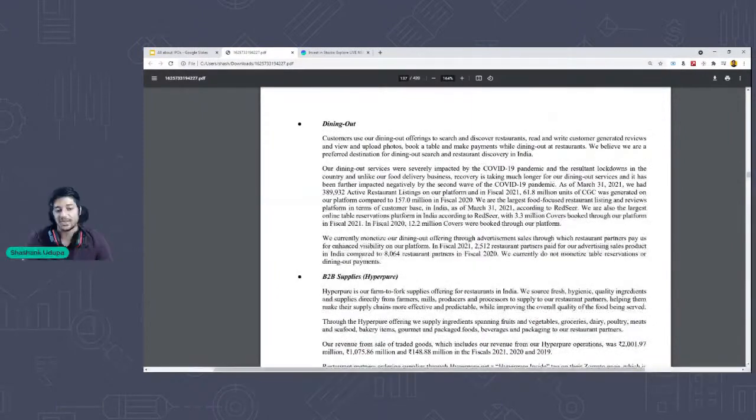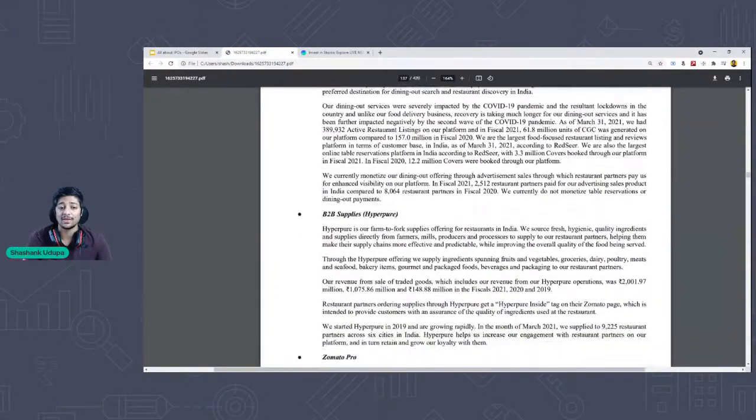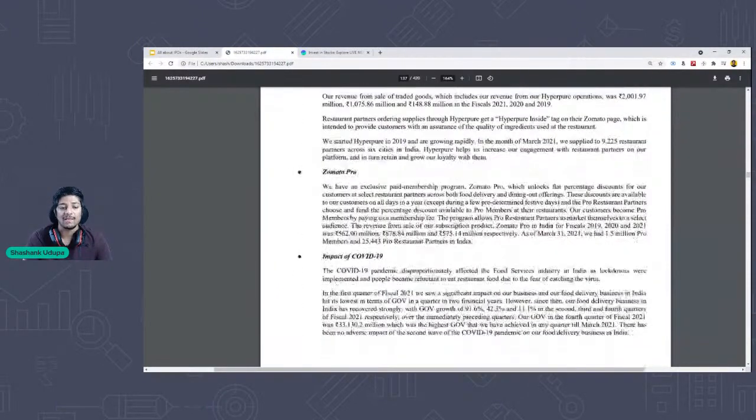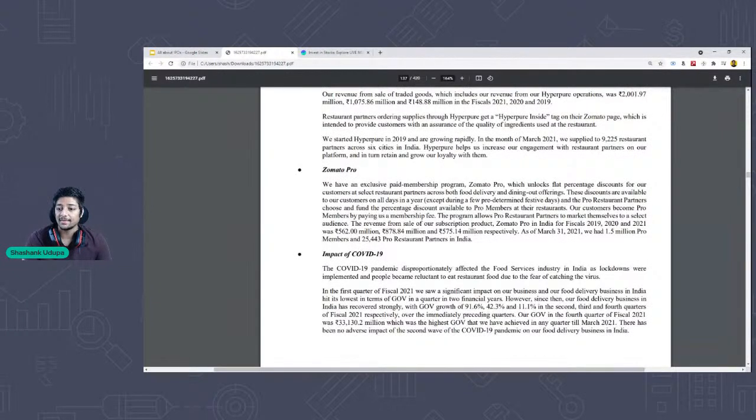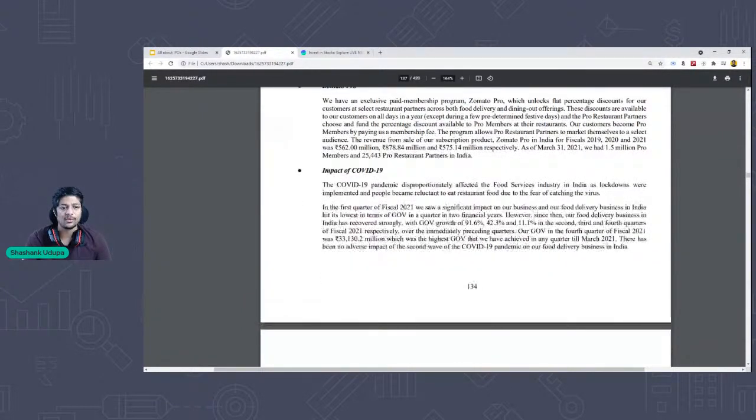The dining out specialty, the B2B supplies company called Hyperpure is something that they also have. Then they talk about Zomato Pro, right? Remember they launched Zomato Pro at one point. This is that. Now they've launched something else. I think it's Zomato Plus. So that is something that they do.